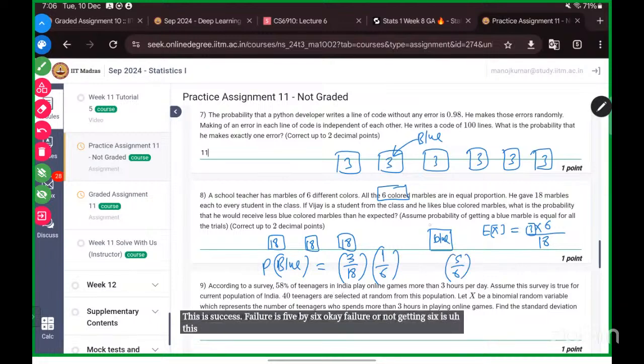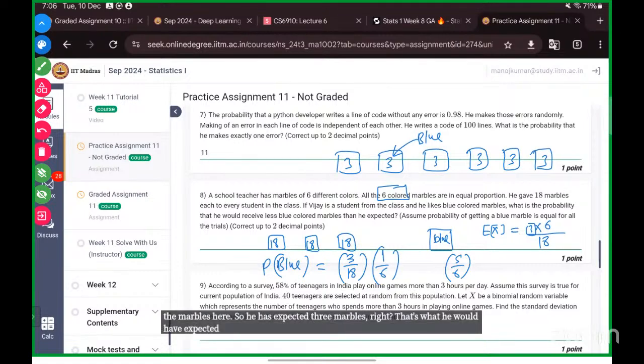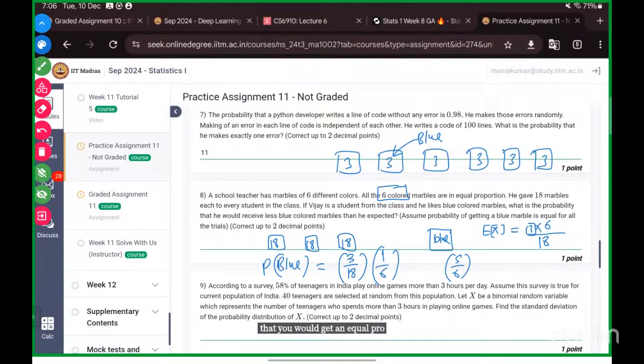Now they are saying, what is the probability that he would receive fewer marbles than he expected? So he has expected 3 marbles, that he would have got in equal proportion. So what we have to find is that he would get maybe 0 or 1 or 2, not 3. More than 3 is also okay. So these things you have to find.